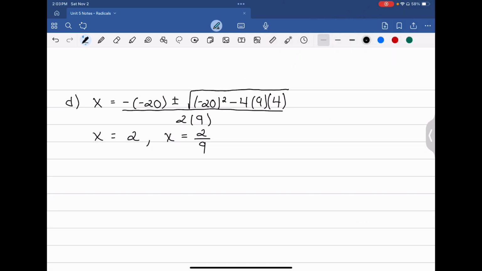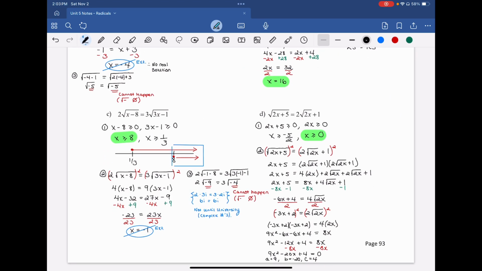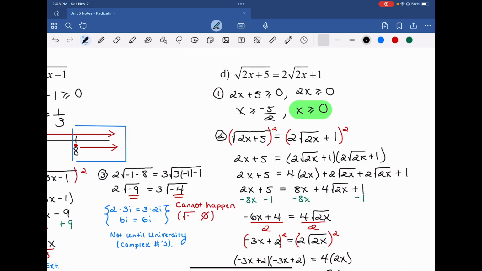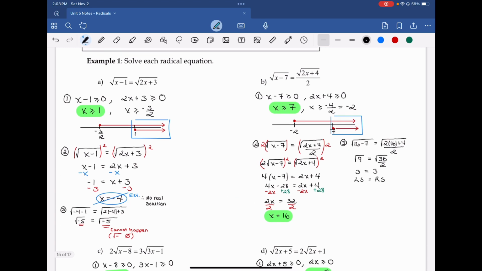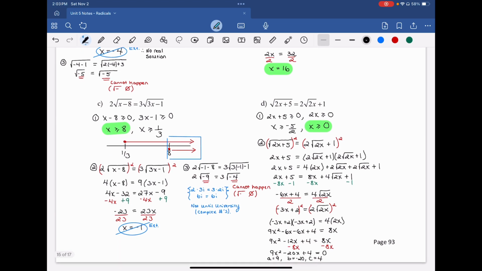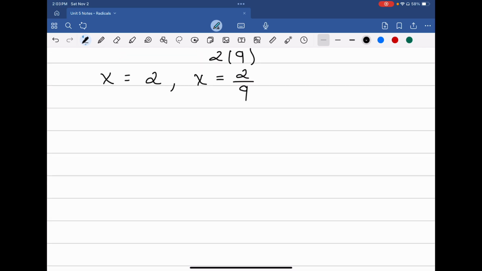Now, let's double check with our restrictions that both of these work right away before we do our verification step. So let's say I go back here and look at my question. Well, they both had to be greater than 0. And in this situation, they actually both are greater than 0. So now we need to rely on the verification to prove this. To verify it, we're going to take this original radical and plug them in for both. So I'm just going to make sure I copy down the right radical, 2x plus 5.